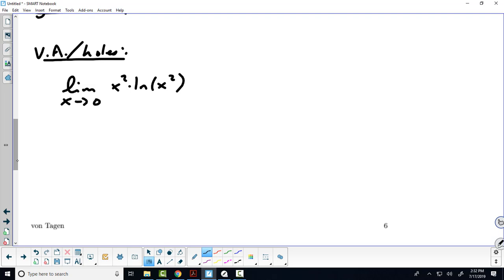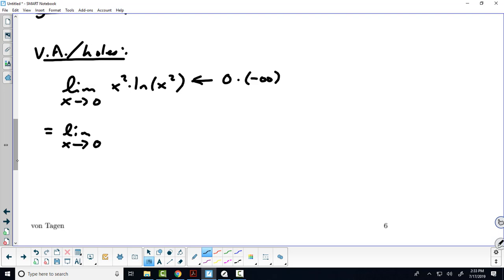Okay, well, let's identify the structure of this problem. The first factor is tending towards 0, but the second factor is tending towards negative infinity. So this is an indeterminate product, and we can't determine what that will be ahead of time. So we would like to apply L'Hopital's rule. We can't apply it just yet. Why not? Because L'Hopital's rule doesn't work for indeterminate products. It only works for the two specific indeterminate quotients that we mentioned.